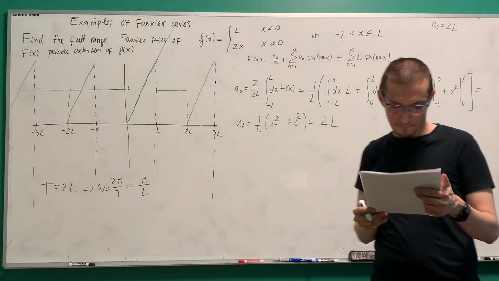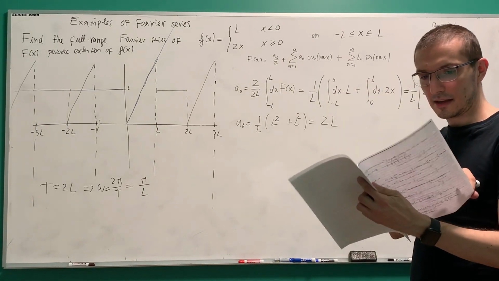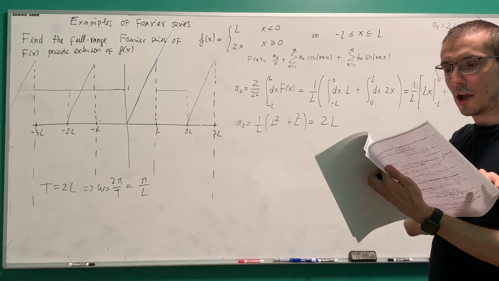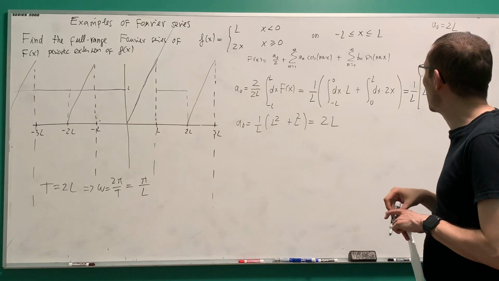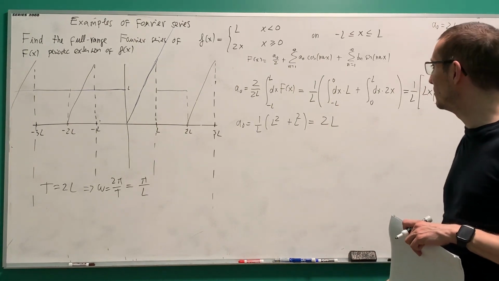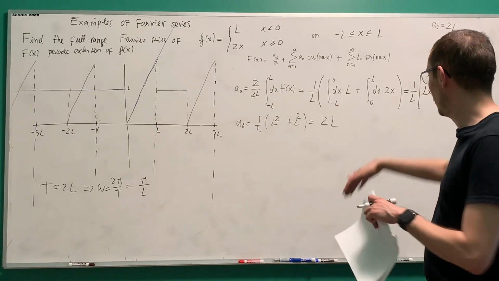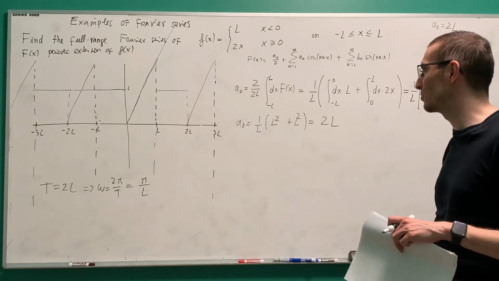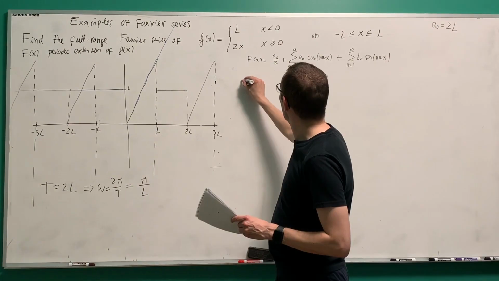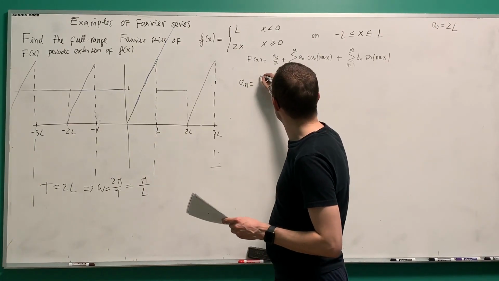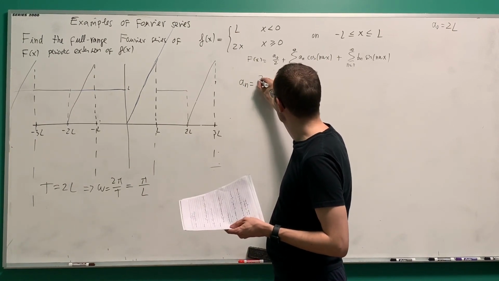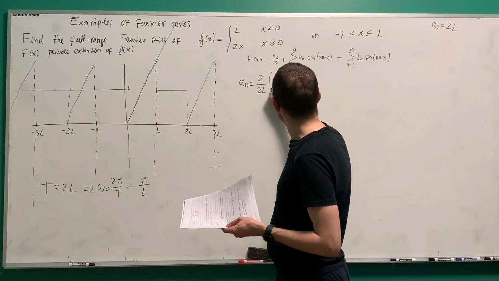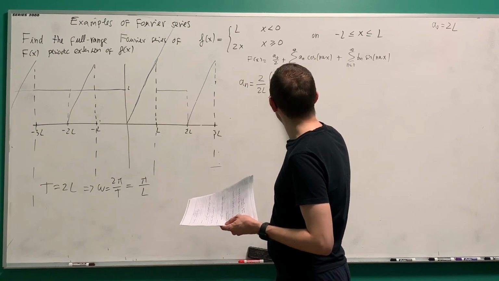All right, so now we need to find an. So let me actually erase the calculation of a0 to write an in the full extension of the board, because there are two integrals that we have to solve. The coefficients an are, of course, 1 over the period, so in this case 2 over the period, which is 2 over 2L. Now the integral from minus L to L dx.